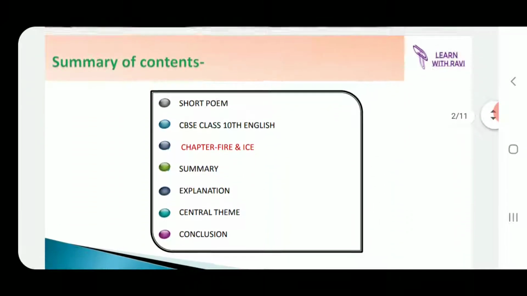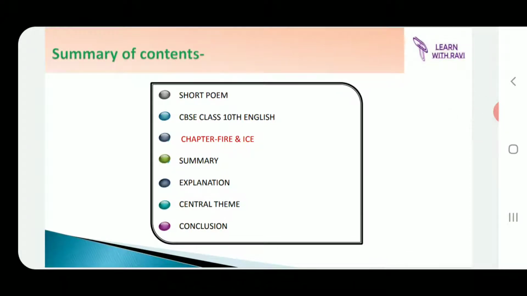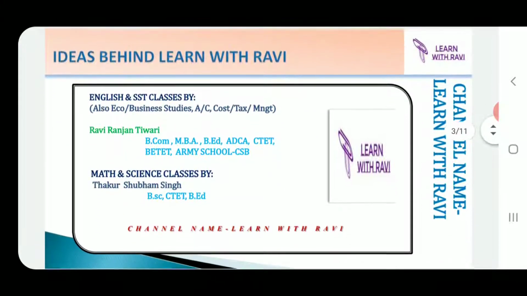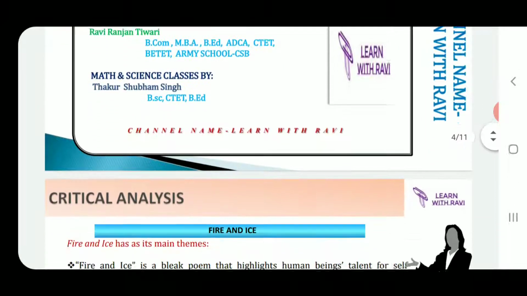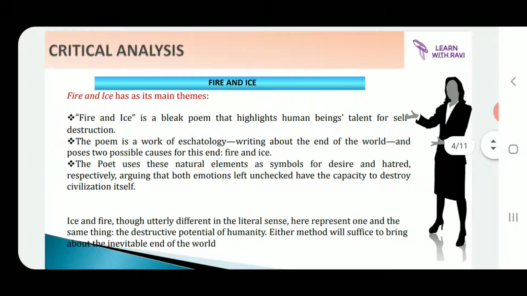Now let's move on. The summary of the content contains these few items: a short synopsis of the poem, designed for CBSE class 10th, followed by summary, explanation, central theme, and conclusion. The name of the poem is Fire and Ice. The poet's name is Robert Frost. Now moving on to the chapter.